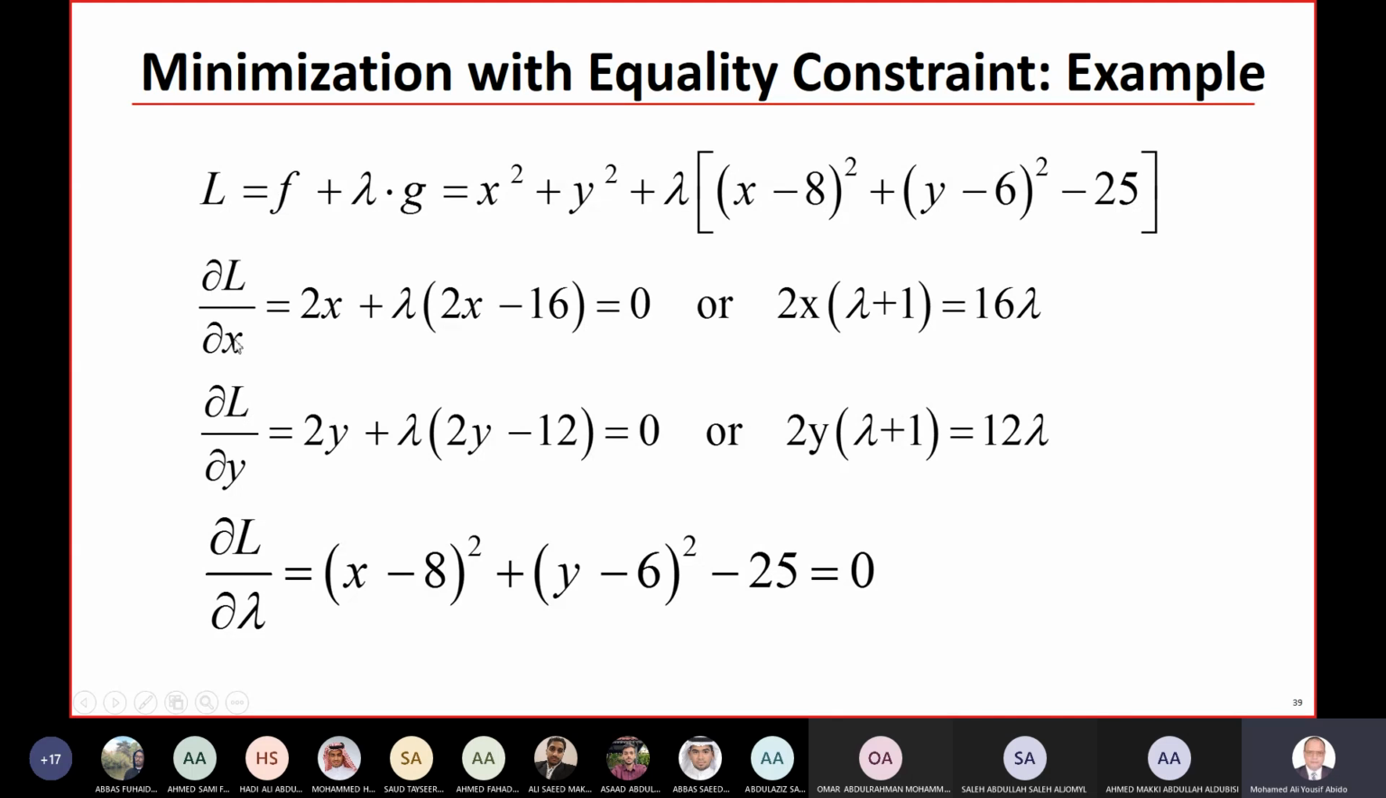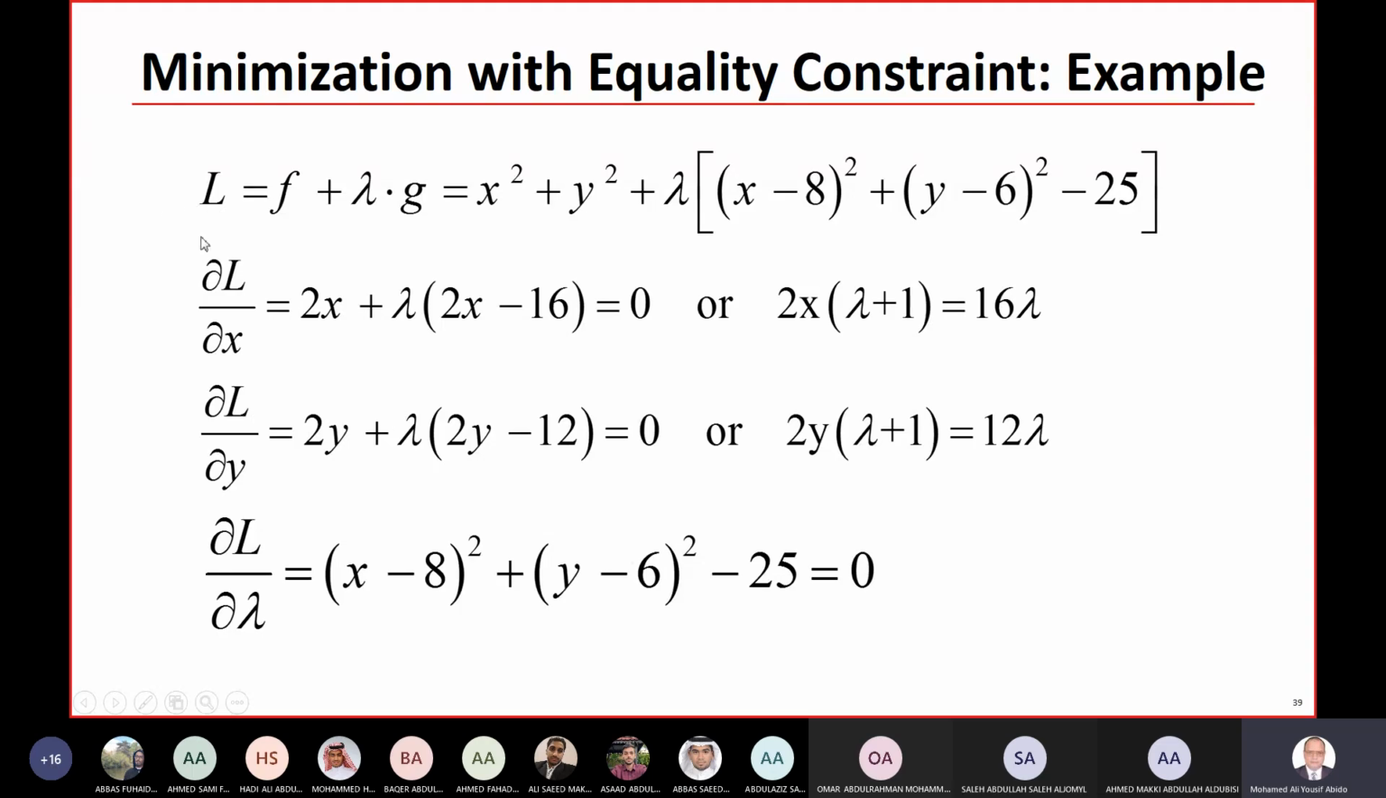So you take the derivative with respect to x: 2x, plus lambda times 2(x − 8), which is 2x − 16, equal to 0. This is the first equation. Second equation, the derivative with respect to y: again 2y plus lambda times 2(y − 6), which is 2y − 12. So this is the second equation.